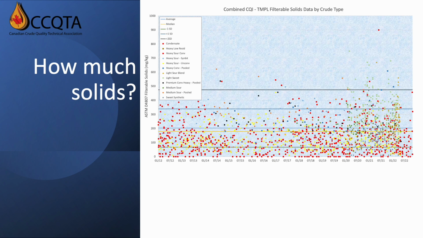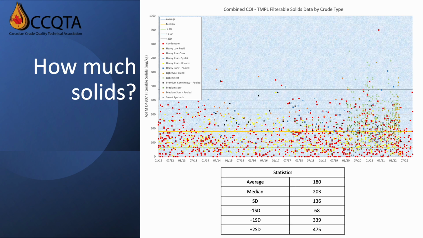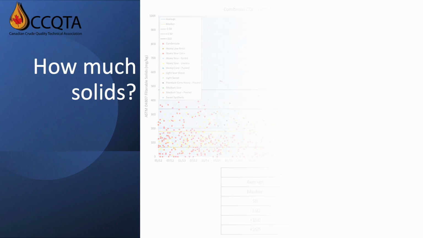Solids range from less than 1 part per million to a maximum of 940 parts per million. The average for this large data set is 180 with a median of 203 weight ppm. The plus minus 1 standard deviation shows statistically where 68% of the results lie. The black line shows plus 2 standard deviations, where 95% of the results lie.